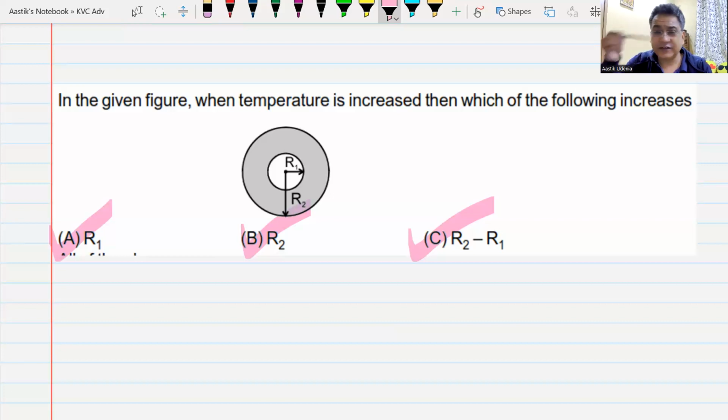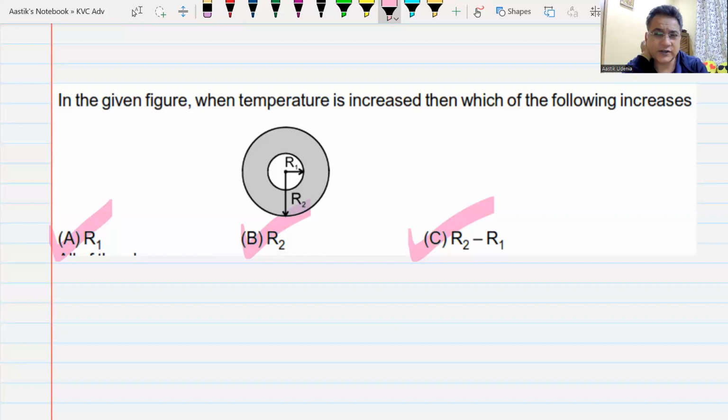See, if this is a rod and this is another rod of the same material, but one rod is shorter and the other rod is longer, and I heat it to the same temperature, will they expand similarly or will they expand differently? Will the change in length be same or different? It will be different, no? Yes or no? Yes, sir.